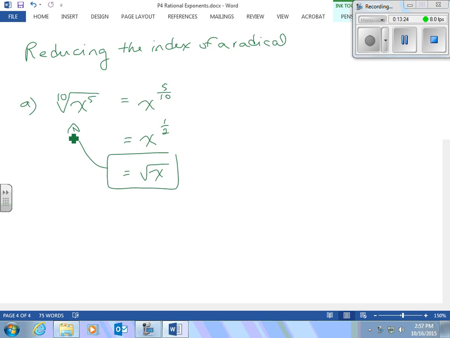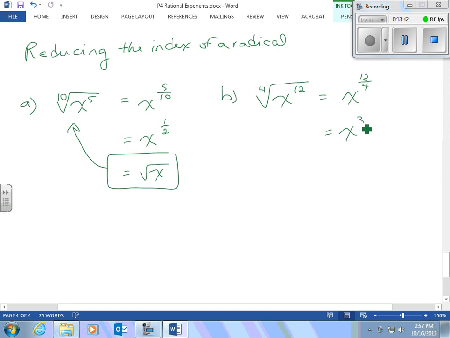Let's do one more example like this, where I'm taking the 4th root of x to the power of 12. Turn it into a fraction exponent, so I've got x to the power of 12 over 4, which is 12 divided by 4 is 3, x cubed.